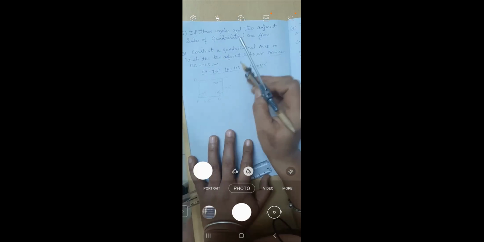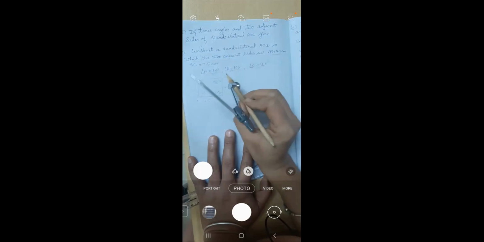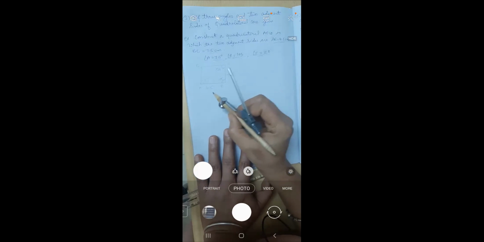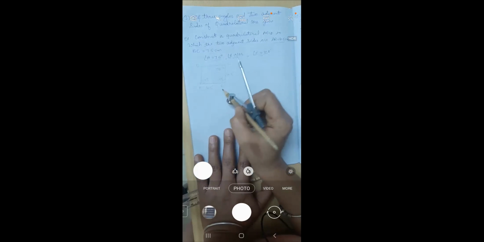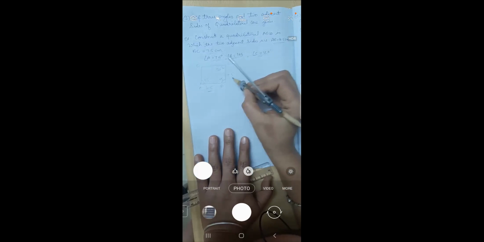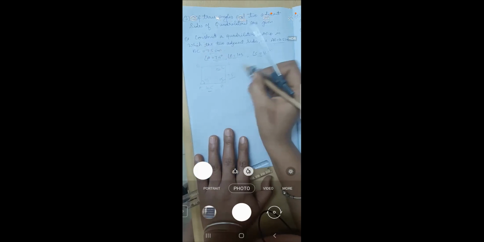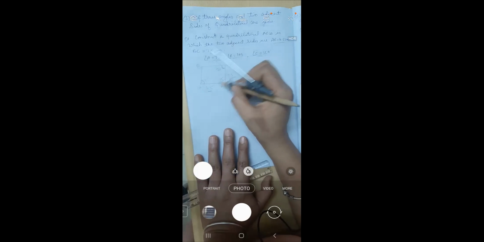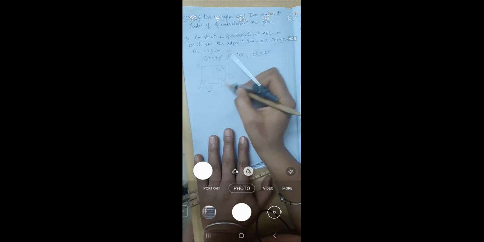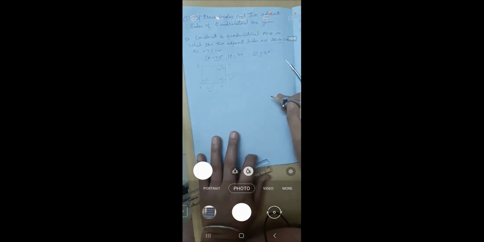Before constructing from measurements, first draw a rough diagram. In the rough diagram, this is a quadrilateral. Give names A, B, C, D. Now AB is given 4.5, BC is given 7.5, angle A is 75, B is 105, and C is 120. These are the given measurements. Use these measurements and now construct the actual quadrilateral.